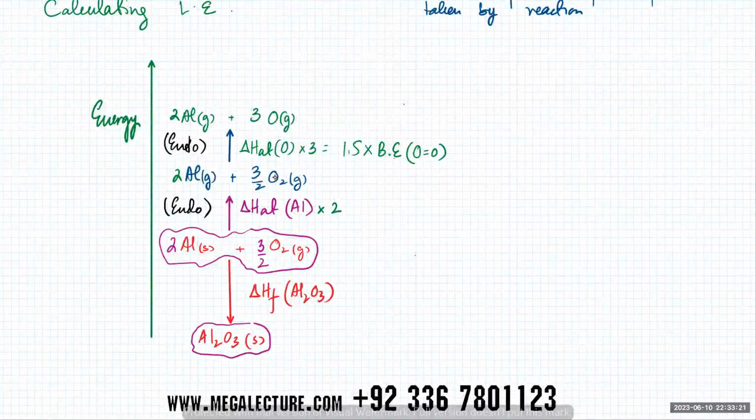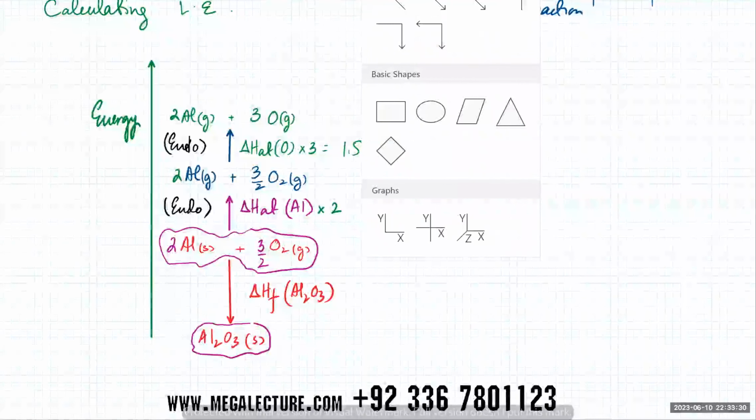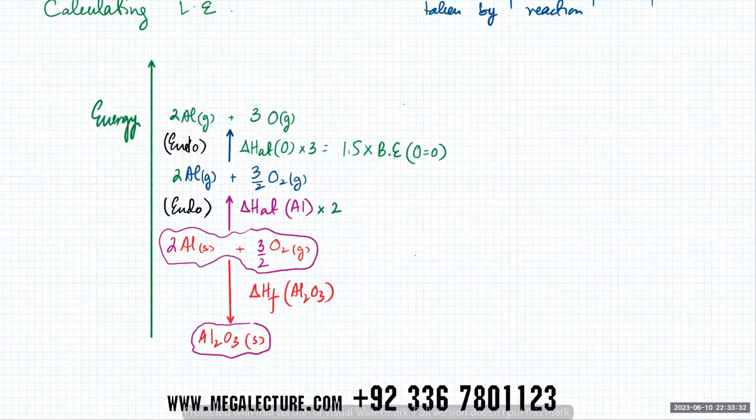Now the next step is you're going to ionize. When you try to ionize this, aluminium has to be ionized.